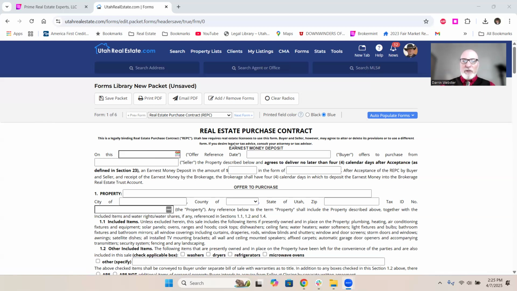Buyer names have to be included, seller names have to be included. Obviously, your buyer names are how they're going to appear on title, so make sure that you have your buyer name spelled correctly. Seller names. Not all listings will have the seller name available immediately on the listing. It's good practice to contact the seller agent to find out how they want the names to appear on there.